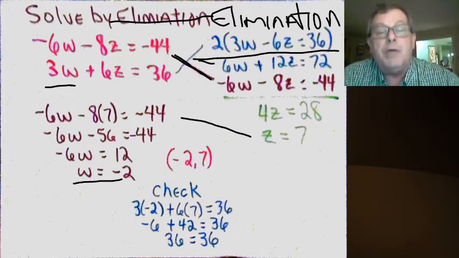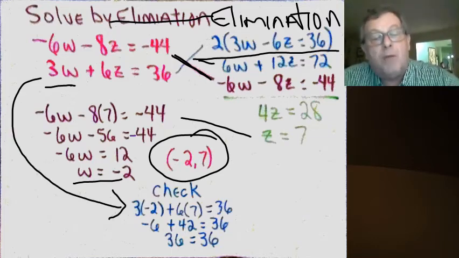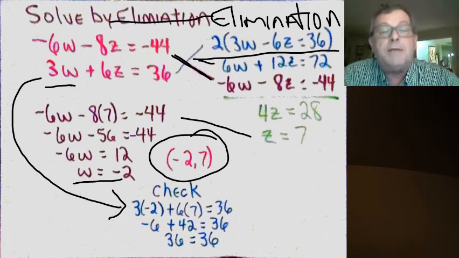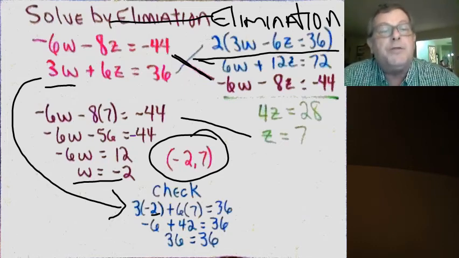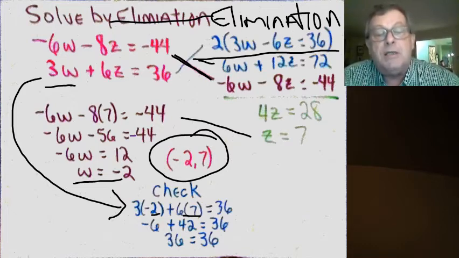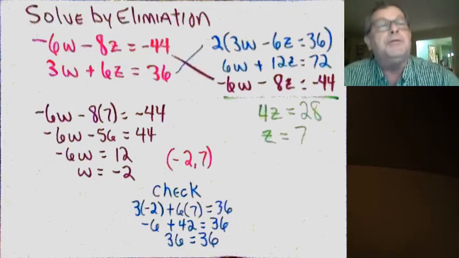So I've got minus 2 and 7 as my possible solution. And I'm going to plug it back into one of the equations. As always, I want to check my work, make sure I've got this correct. I'll drop in the minus 2 for the w and the 7 for the z into 3w plus 6z equals 36. So 3 times minus 2 is minus 6, and 6 times 7 is 42, so we got minus 6 plus 42 equals 36, and 36 equals 36. Minus 2, 7 is a valid solution.